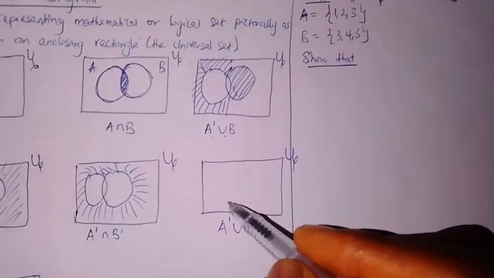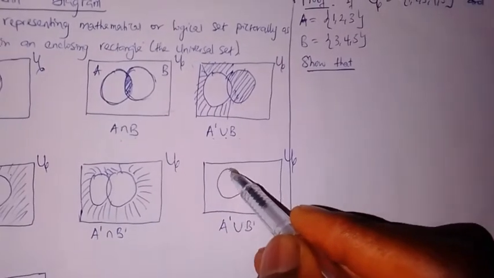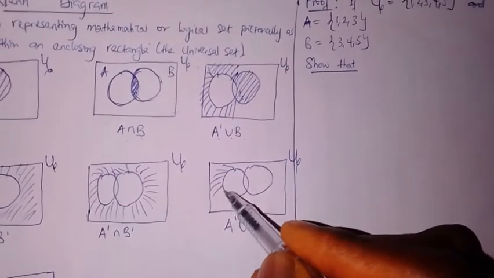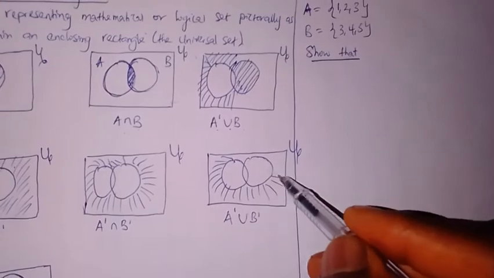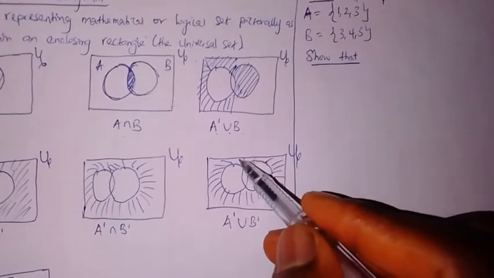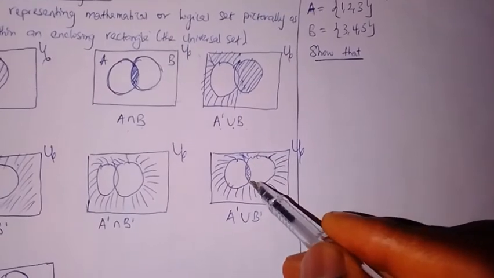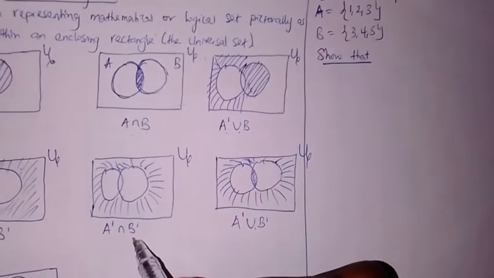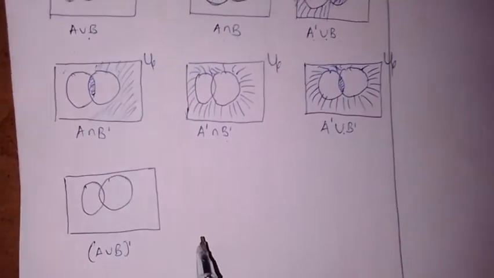Now, for A prime union B prime, it means take elements amongst A prime and B prime and then bring them together without repetition. This is also A prime, this is also B prime. Now, union now becomes like this. That's what differentiates this from this.